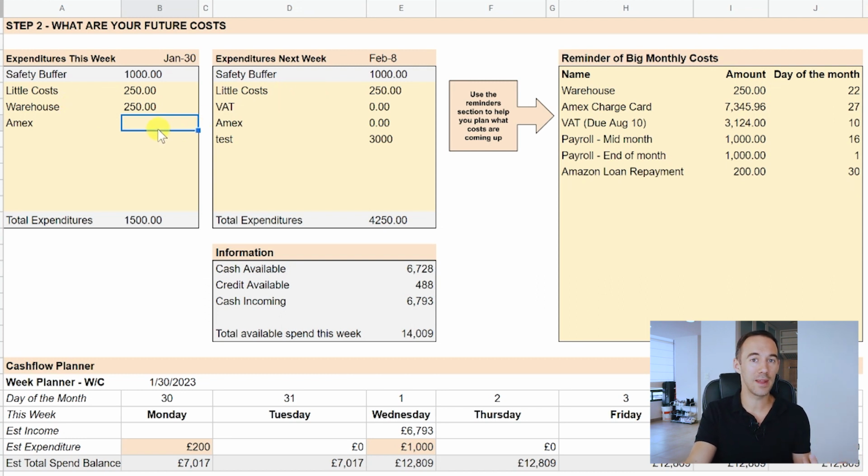Also I need to check my Amex bill. How much am I going to have to pay? So I'll put that amount in there. Then again, we're going to do exactly the same for next week. Little cost, VAT, how much is that?